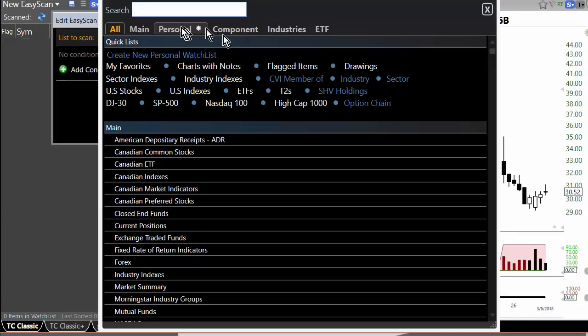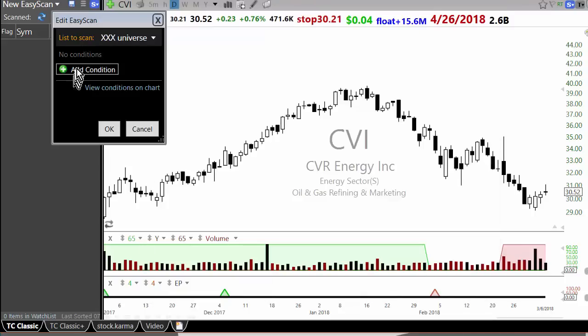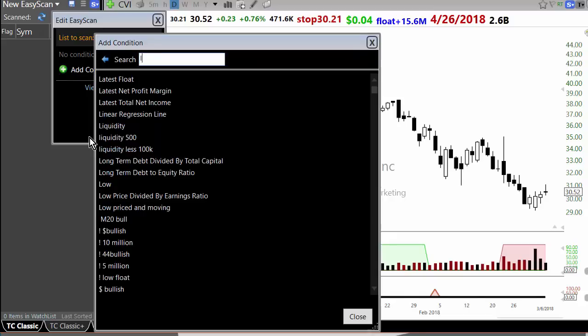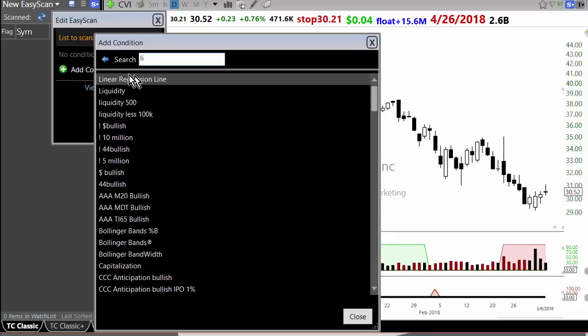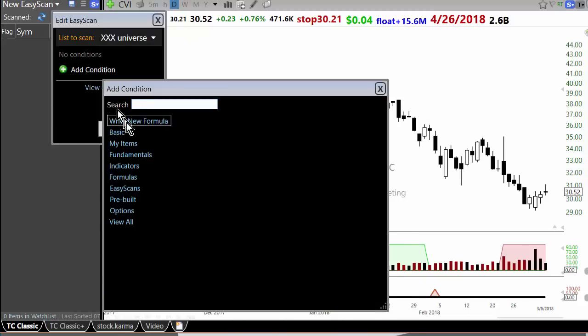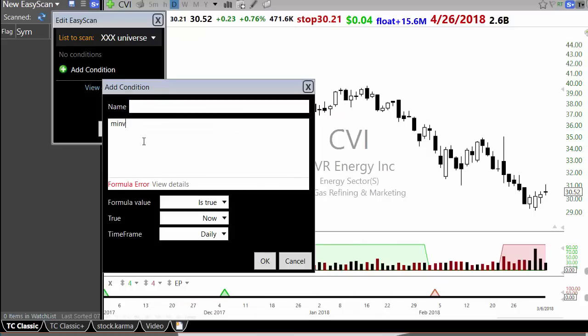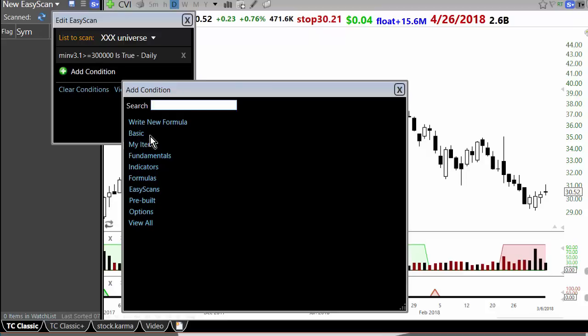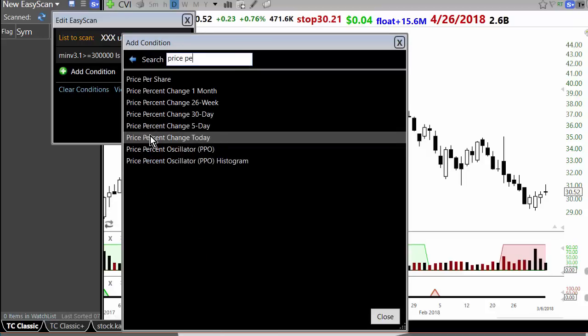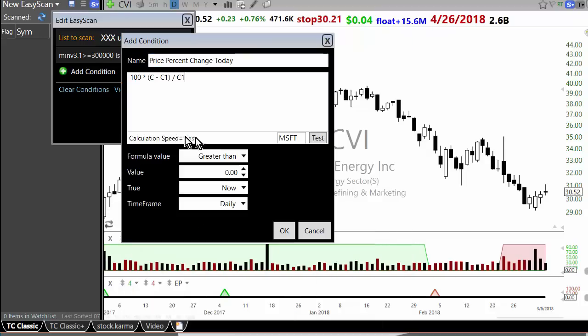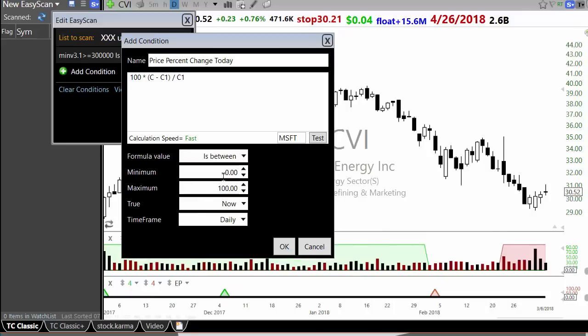So in order to do that, again, what is the list we are going to use? We're going to use universe. Okay, what is the condition we are going to use? We're going to add condition, which is liquidity. We'll write a new formula: mean V 3.1 is greater than or equal to 300,000. Okay, add condition, price percent change today is between -1 and 1%.